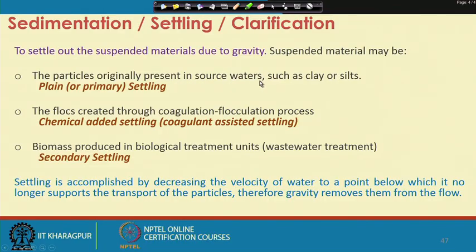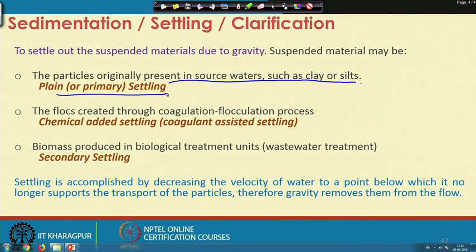So, typically the idea is to settle out the suspended materials due to gravity. Now, these suspended materials could be the particles which are originally present in the surface waters, such as silt, clay, those kind of things. When we intend to settle these, we call it plain or primary settling.